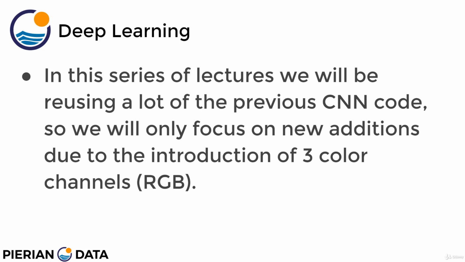In this series of lectures, we're going to be reusing a lot of the previous convolutional neural network code. So what we're going to focus on is the additions necessary due to the introduction of the three color channels, that is the red, green, and blue color channels. Let's head to a notebook and get started, and we'll be copying and pasting quite a bit of the code, because about 90% of the code is the exact same as the previous series. It's just a couple of additions to deal with the three color channels. Let's head to a notebook to get started.